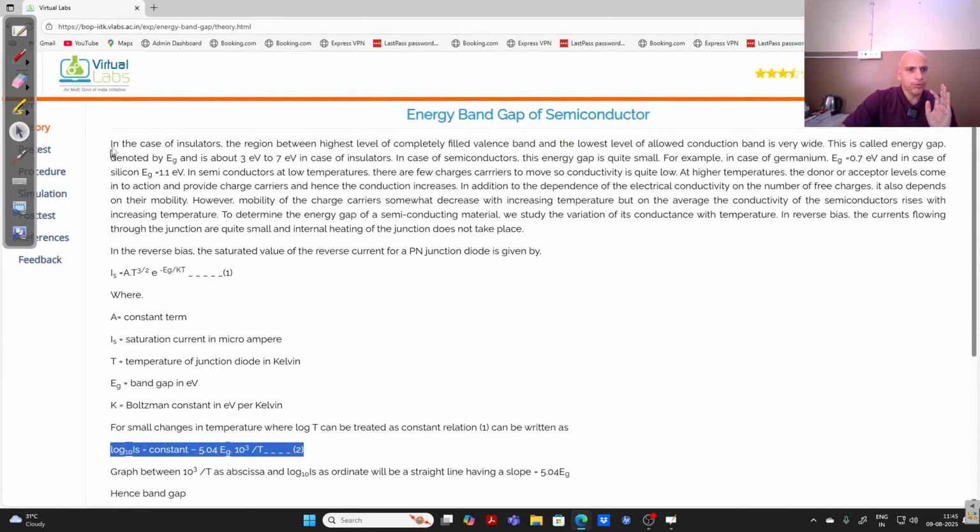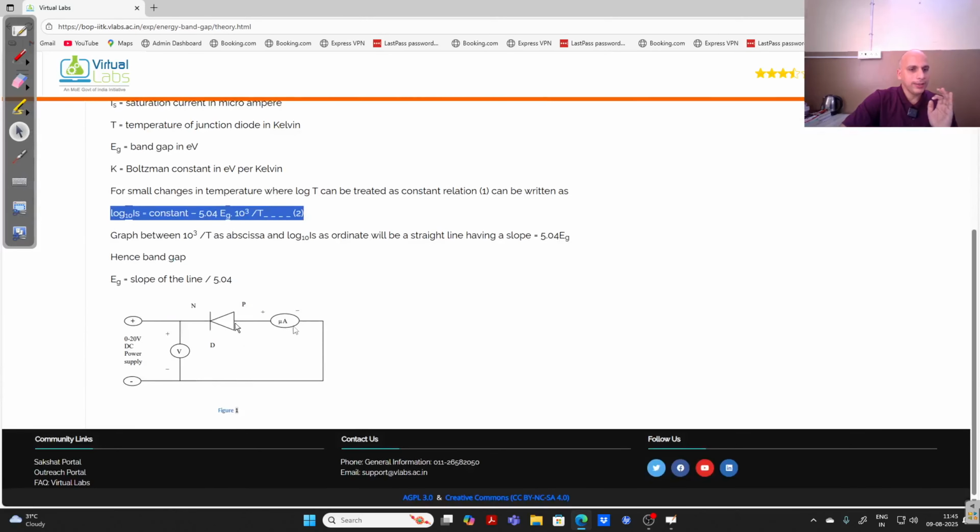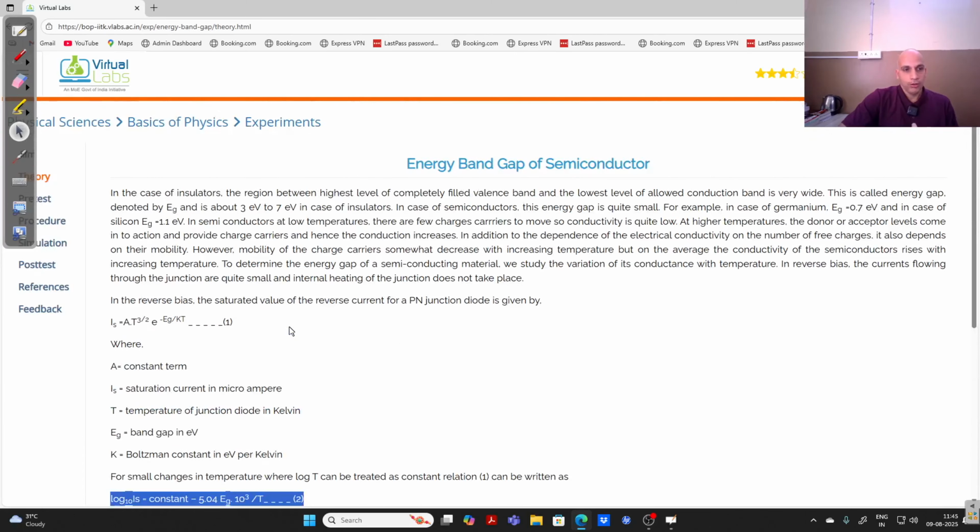I advise you to go through this theory, right? This is the circuit diagram, very simple. The PN junction diode is reverse biased. You can see here we have a power supply. We are going to apply some heating mechanism to this PN junction diode so that its temperature will change, and we will keep on measuring the reverse saturation current that is given here by the microammeter, right? So this is the theory.